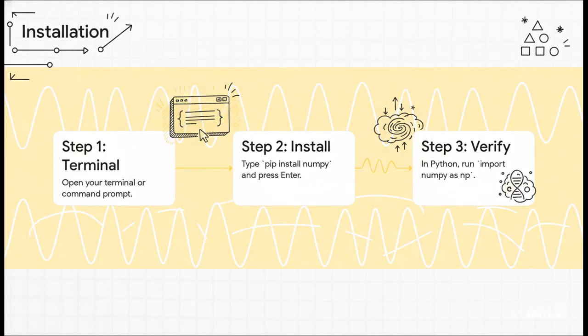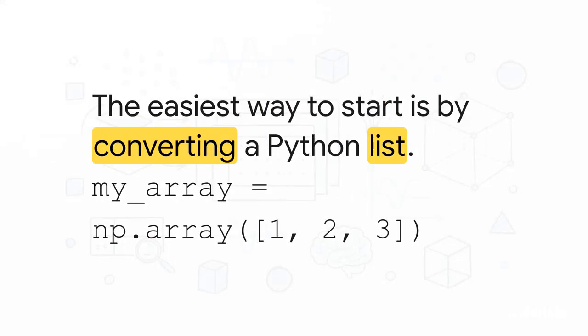Then in your Python code, you just import it. And see that as np? That's a universal convention. You'll see np used as the alias for NumPy in basically every tutorial, blog post, and code base out there. The simplest way to make your very first array is to just convert a Python list, something you already know and love. You literally just pass that list to the np.array function, and bam, you've officially got a NumPy array, ready for some high-speed action. It's the perfect bridge from what you're already used to.